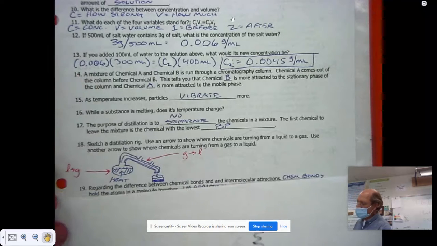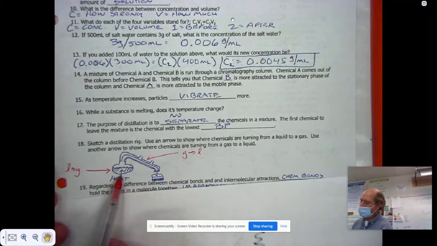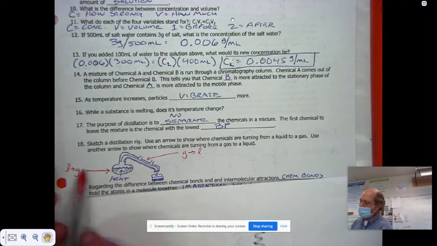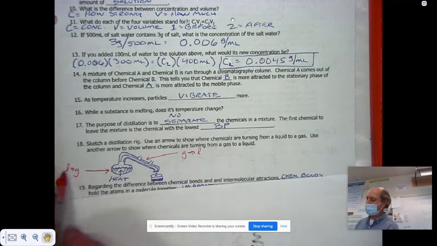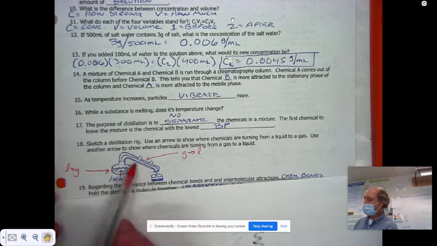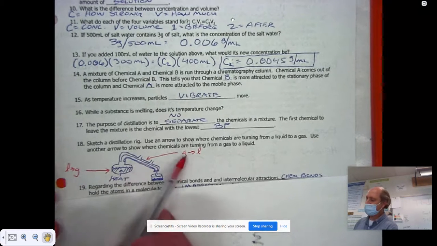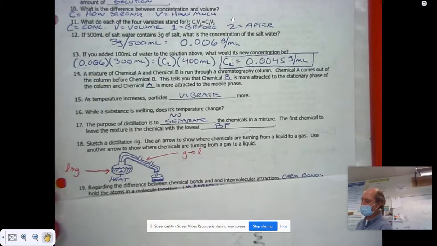Sketch a distillation rig. Here's one right here. Heat goes in, heat goes out. So right here is where a liquid turns into a gas. And in this heat exchanger is where the gas condenses into a liquid.